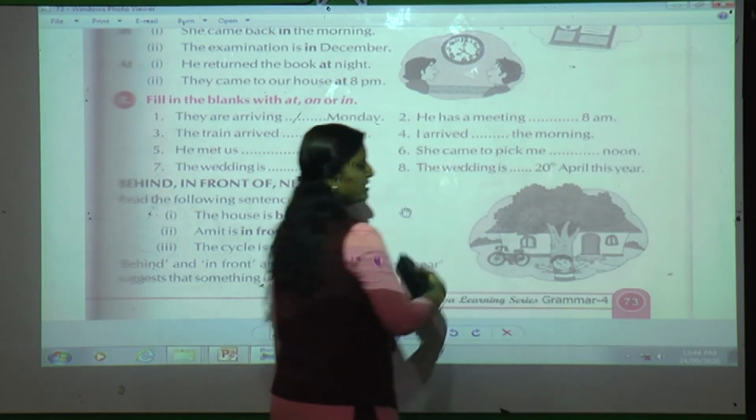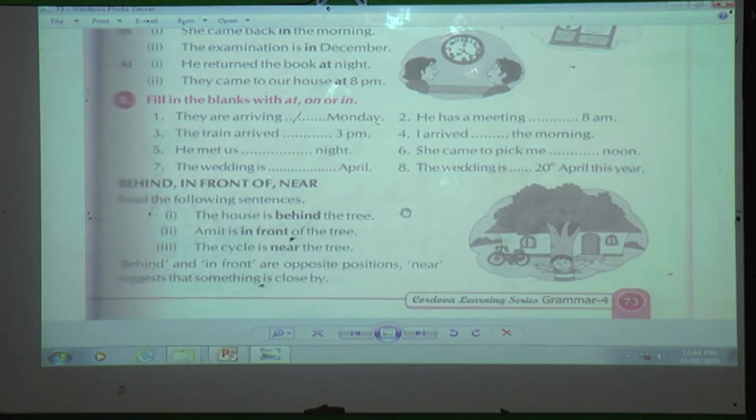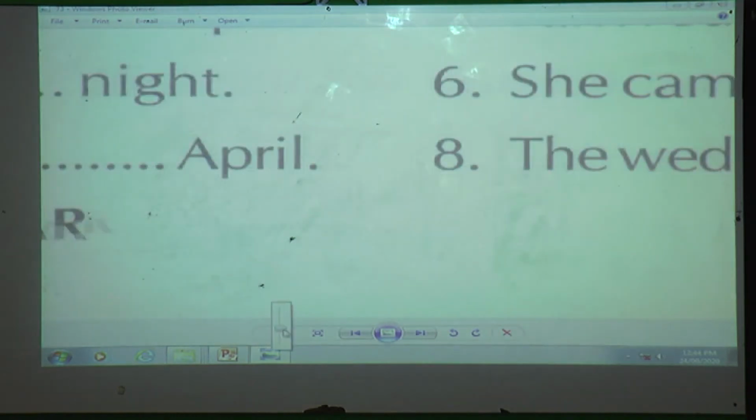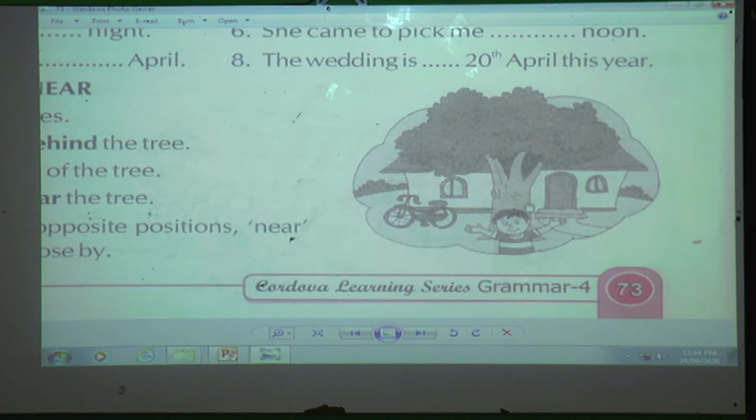Now look at this picture properly, students. Wait, I'll zoom it. Now can you see here? What is there? One house is there. Can you see one tree? Cycle. One boy is there. Okay. Now here what can you see? The house is there. Where is the house? It is behind the tree. Where is the cycle? It is near the tree. Yes or no? This boy is far from the tree. This cycle is near. Okay.